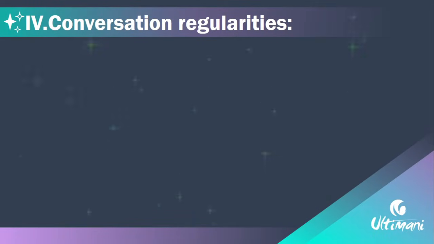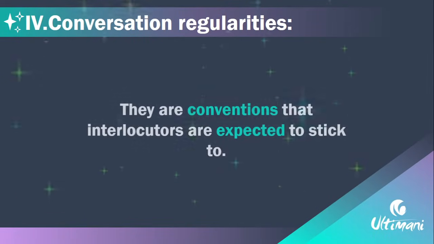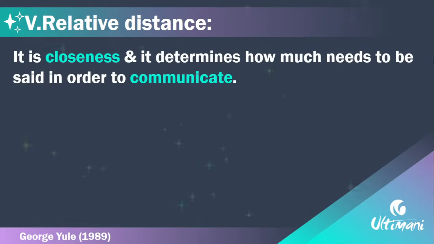Now to the conversation regularities. They are conventions that interlocutors are expected to stick to, and they include adjacency pairs. It is closeness or degree of relationship, and it determines how much needs to be said in order to communicate. Because communication is not speaking only, you don't always have to say many words to communicate your intended meaning. Sometimes you just say one word and the other person understands you because he or she is close to you and knows what you mean by that word.